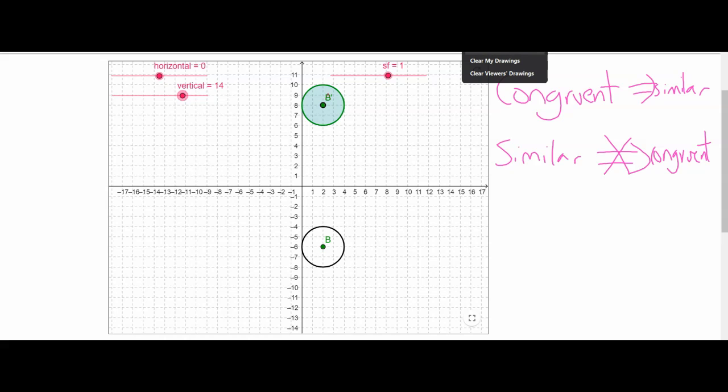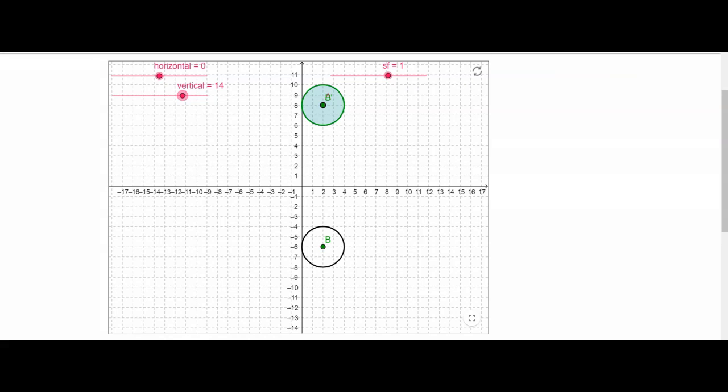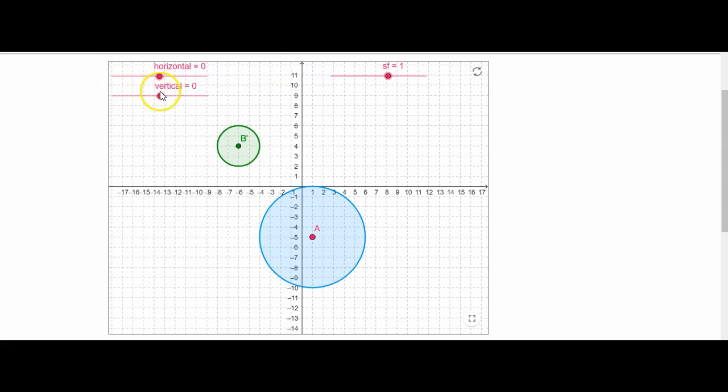Okay, let's do one more. This is in your notes, so if you guys want to play around with this, you can. Again, just pause the video. What would be the transformations necessary to map the green onto the blue? Well, we're going to move the green to the right. We're going to move it down to map those centers together, and then we are going to enlarge it. Not too much. There we go.